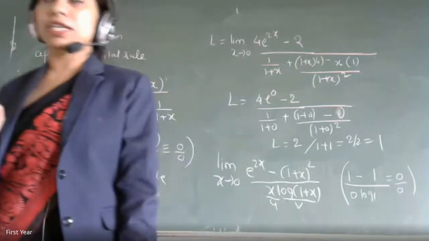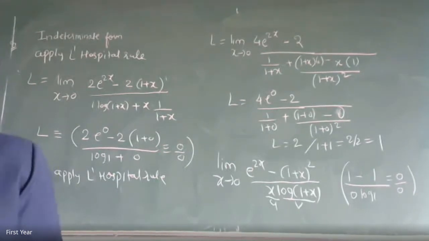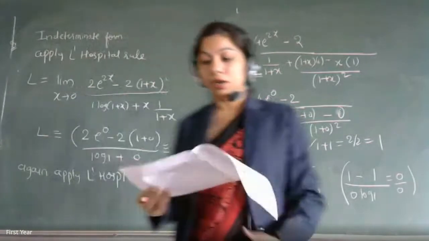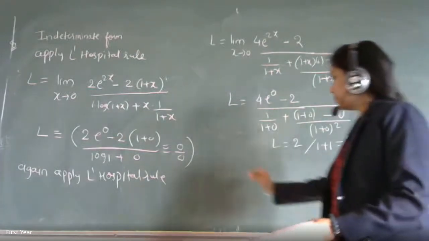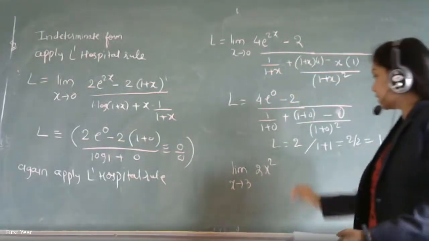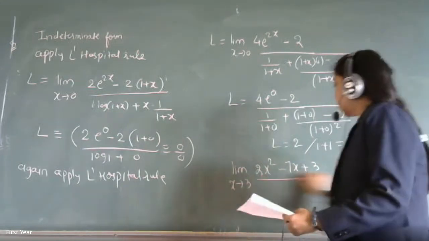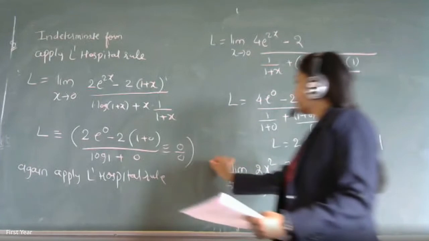Okay. So now let us take some simple examples and you try to solve them quickly. I'll give you easy examples which are asked in MCQ exams. Evaluate the limit as x tends to 3 of 2x square minus 7x plus 3 divided by 5x square minus 12x minus 9. This is the first one.